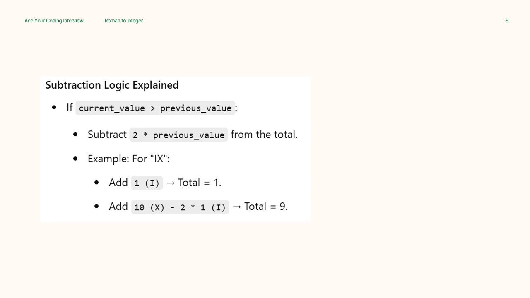For example, consider the Roman numeral IX. The first symbol, I, adds 1 to the total, resulting in a total of 1. When the algorithm processes the second symbol, X, it recognizes that 10 is greater than 1, the value of I. To apply the subtraction rule, the algorithm adds 10 to the total but subtracts 2 times 1, the value of I. This results in a final total of 9.